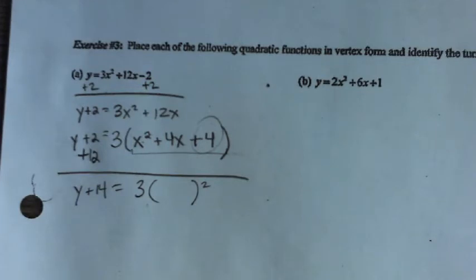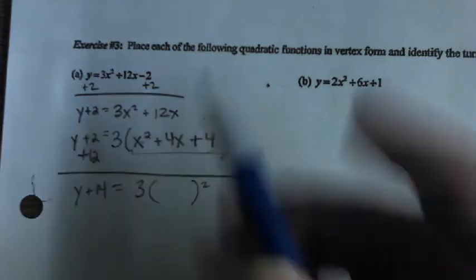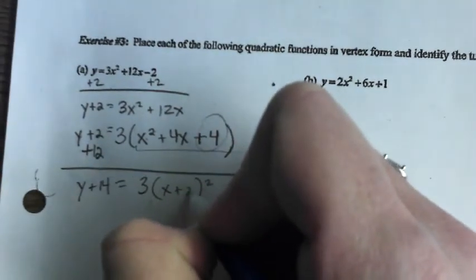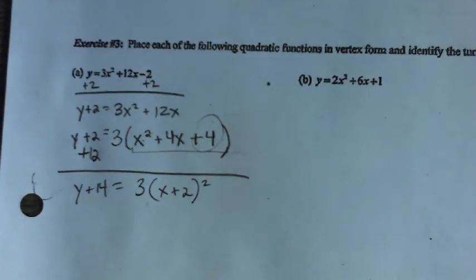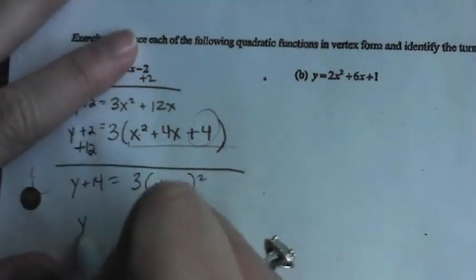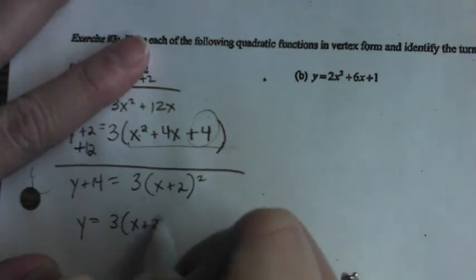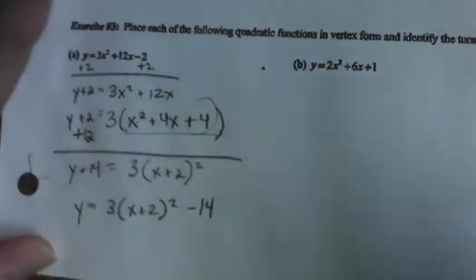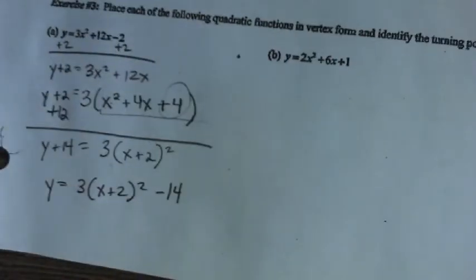I'm going to you, Jack B, because I let you off the hook last time. X plus 2, perfect. And then I bring my 14 over. So, what is my vertex?